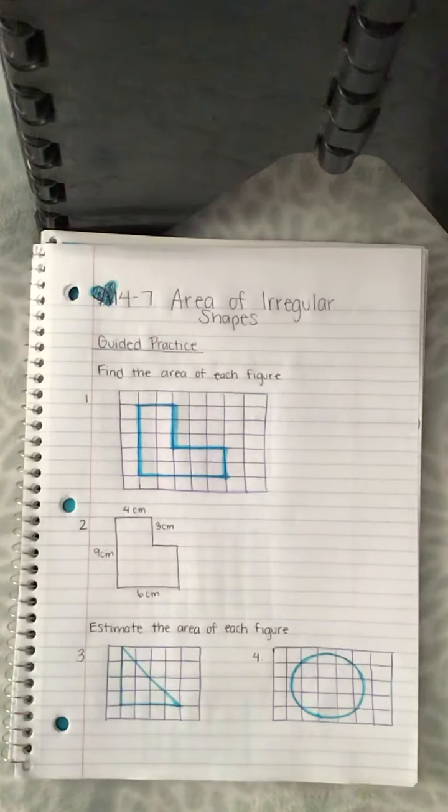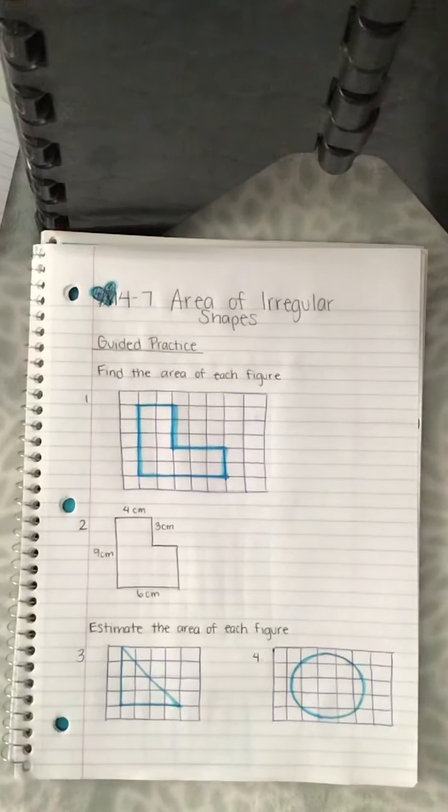Good morning, class. For 14-7, we are talking about area of irregular shapes. The area of irregular shapes can be found by breaking apart the original shape into other areas for which the area can be found.